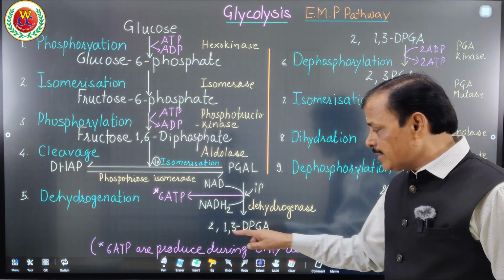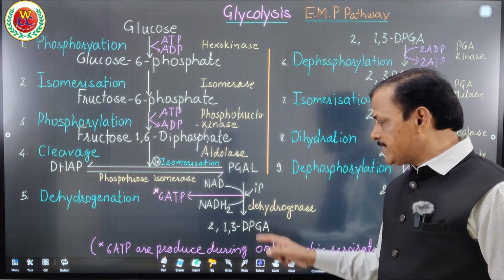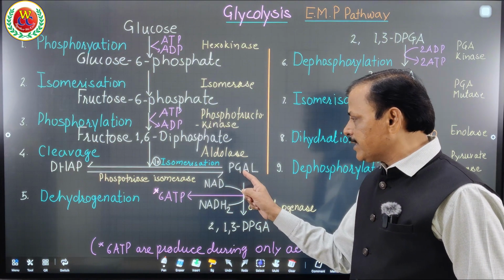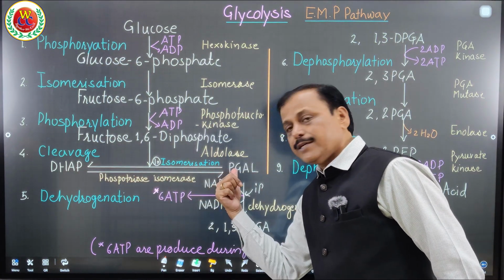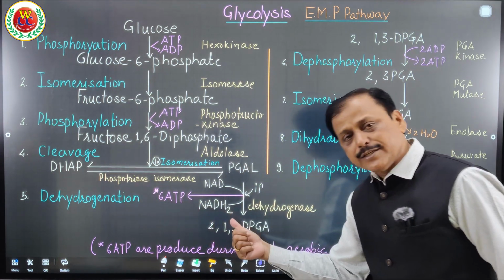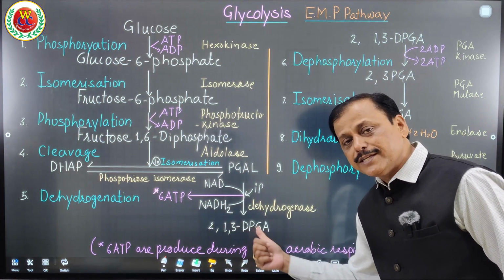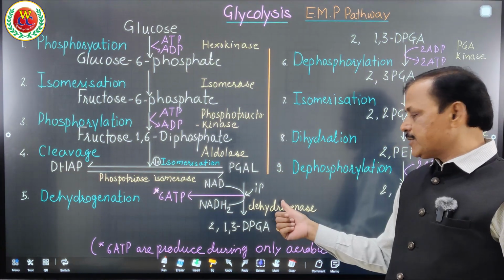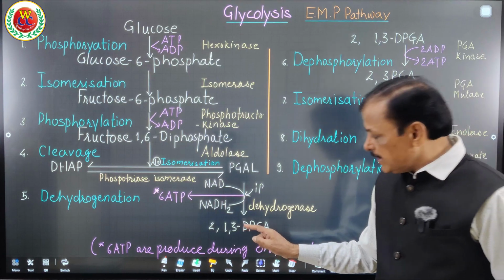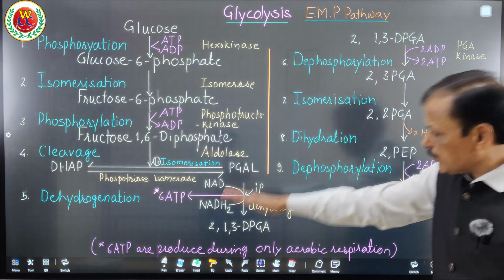Ultimately what is being produced? 2 molecules of 1,3-DPGA from 2 molecules of PGAL. I told you here it seems to look like 1 PGL, but it converts to this as the process continues. Therefore 2 molecules of PGL undergo dehydrogenation to produce 2 molecules of 1,3-DPGA in the presence of PGL dehydrogenase. I think this is clear to you up to this. Now this step is continued here because we have no space.